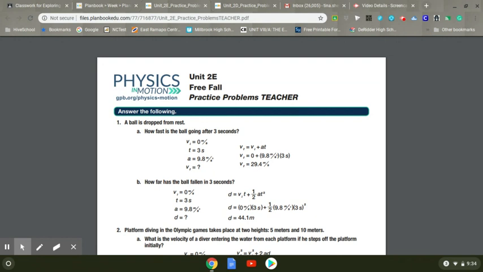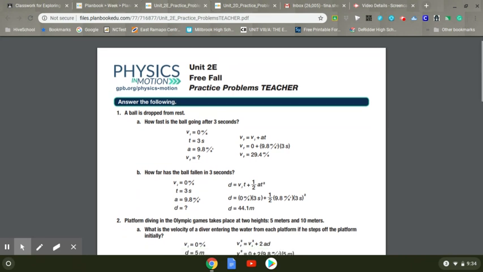So you're going to have distance equal your initial velocity times time plus 1/2 the acceleration times time squared. So your 3 seconds are going to be in two spots in this particular equation, anywhere there's a t. So you have 0 times 3 seconds plus 1/2 times 9.8 times 3 seconds squared. So you do your math and you get 44.1 meters.